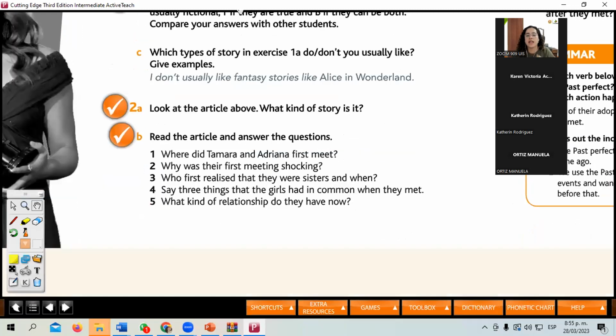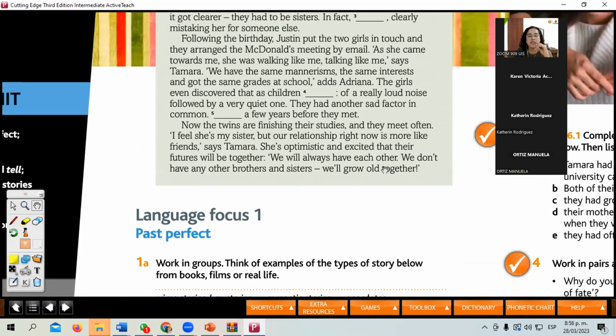Number 4, Sergio. Say 3 things that the girls had in common when they met. Sergio? Sergio is not here. Oh, okay, yes, he is. Tell me, Sergio, what 3 things the girls had in common when they met? You can write 3 things that they had in common when they met.